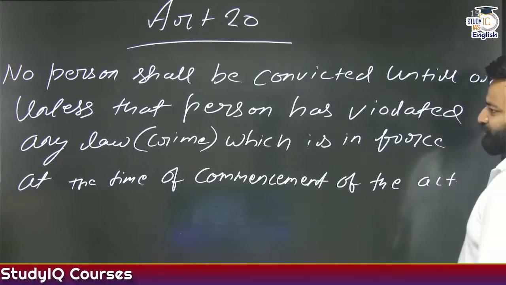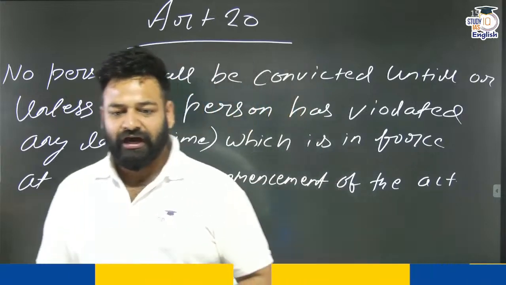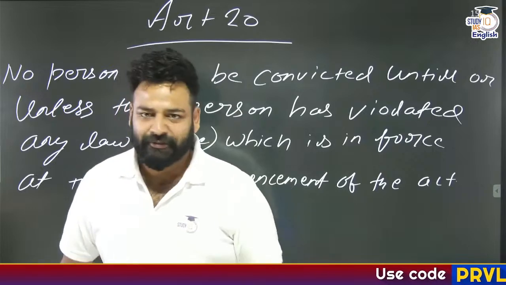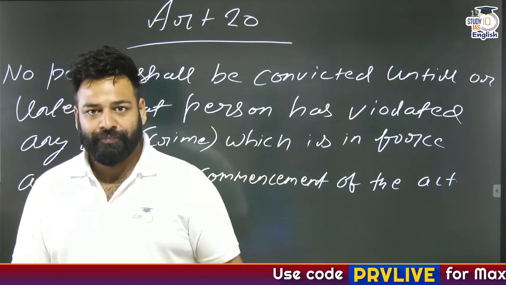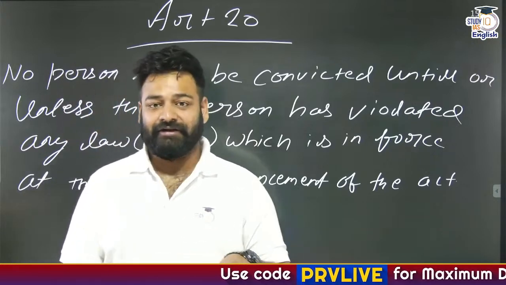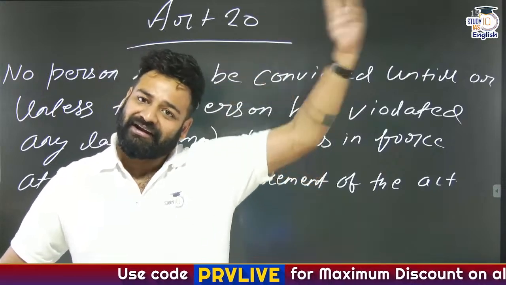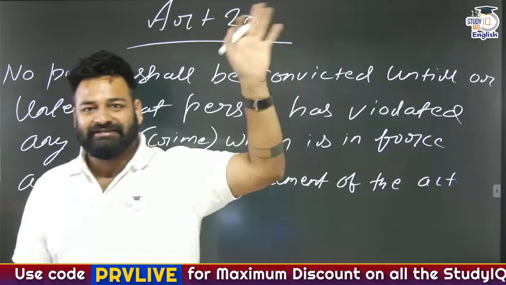Let's simplify this as well. No person shall be convicted until or unless that person has violated any law, that is, committed any crime. Violation of a law, which law? That which is existing. Not a law which will be created tomorrow, day after tomorrow, next month, next year, next decade, next century, whatever.